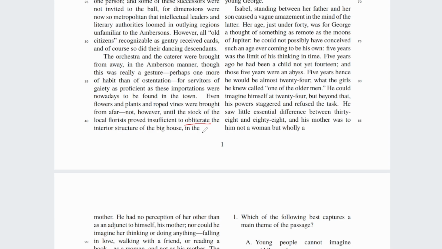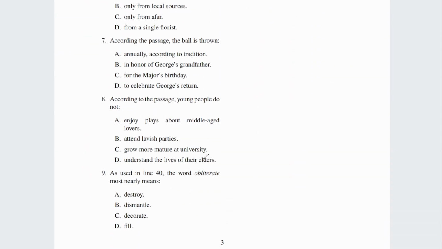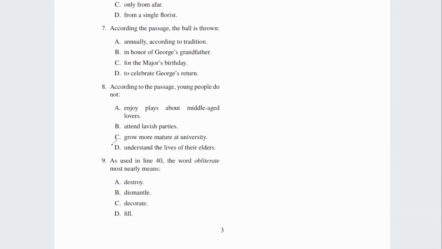So the sentence: even flowers and plants and roped vines were brought in from afar. Not, however, until the stock of the local florists proved insufficient to obliterate the interior structure of the big house. Okay, so obviously it's not literal. We're not trying to destroy this house with flowers. That would be kind of absurd, right? So these literal definitions, A and B, destroy and dismantle, don't make sense. We know that the Ambersons aren't trying to completely wreck their house. And obliterate most nearly means decorate or fill.